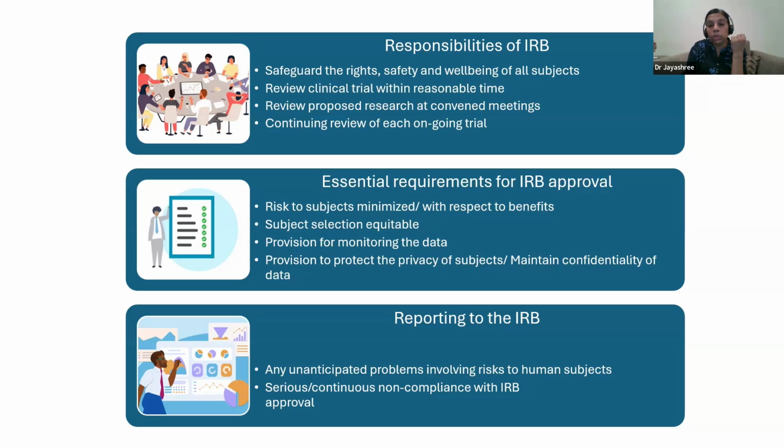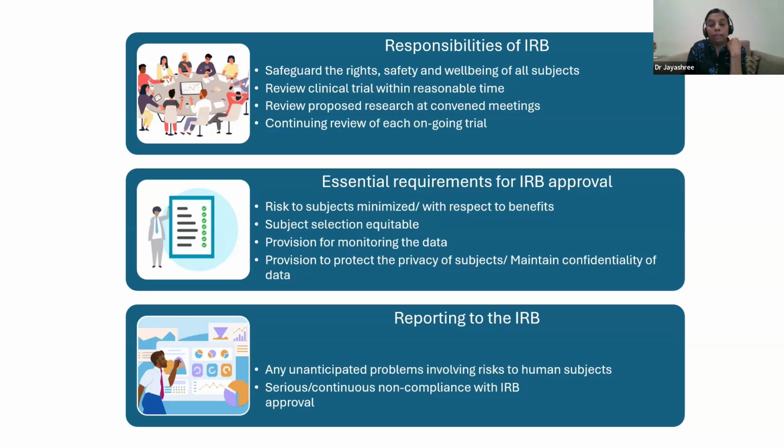The risks to subjects have to be minimized with respect to the benefits. So these are what the IRB would see: that the risks to the subjects are minimal, the benefits are more, and the subject selection is equitable. So that is the fourth component of the ethical principles or the tenets. That is, it has to be equitable and fair and uniform for all. The IRB would look at the provision for monitoring of the data and also look at privacy and confidentiality clauses.